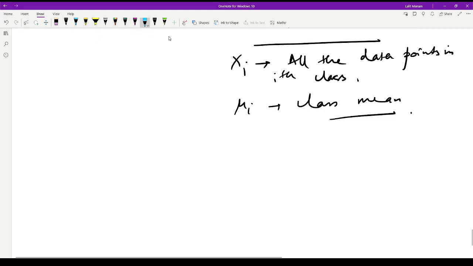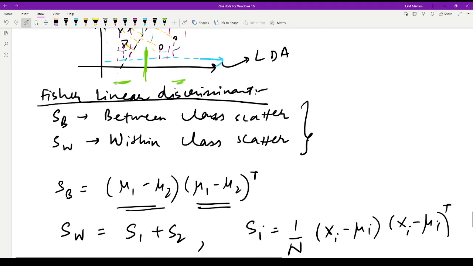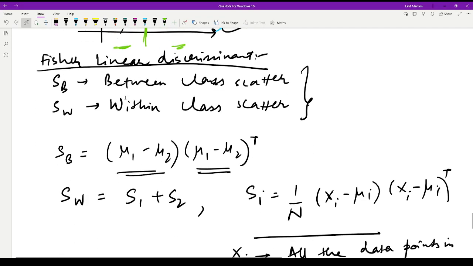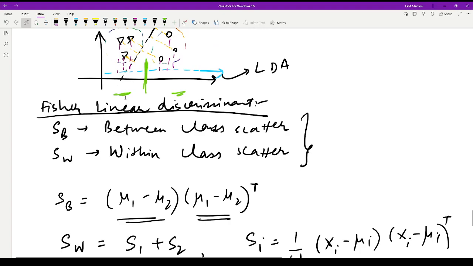Sir, this is S1 plus S2 because we have only two classes, X1 and X2, right? Yeah. If you have multiple classes, then this can be extended to multiple classes, but it's not so straightforward. At least we are not dealing with it here, because for multiple classes the between class variance formula will differ. It won't be as straightforward as this.